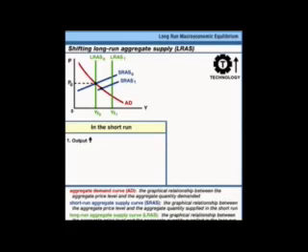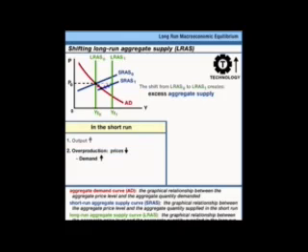This puts downward pressure on prices, leading businesses to cut back their output relative to what they would have produced at the higher price level. And as prices fall, consumers and businesses want to buy more. So the new price level in the short run is going to be where the red and blue curves cross at this point P1. However, relative to the full employment line, we're still below potential.